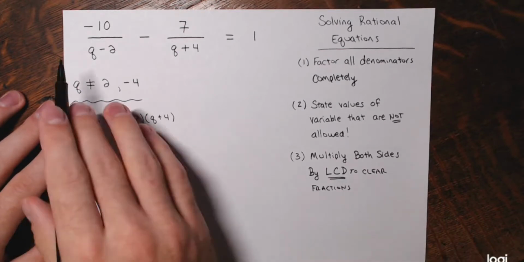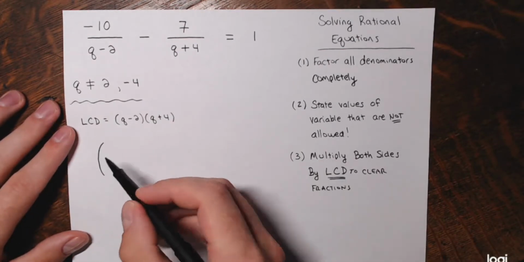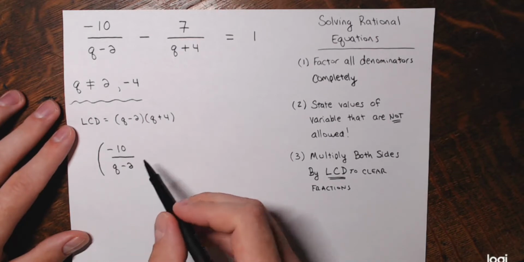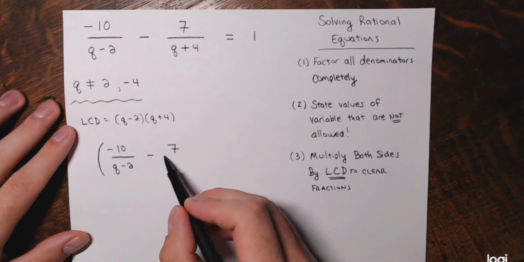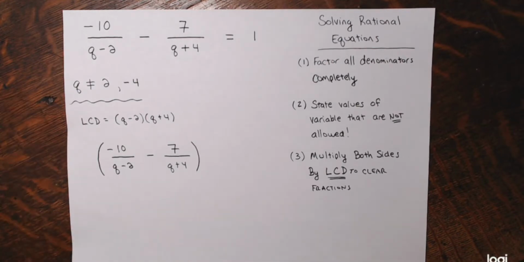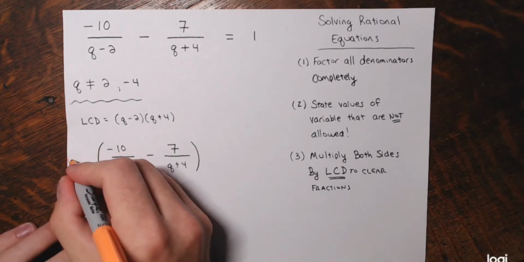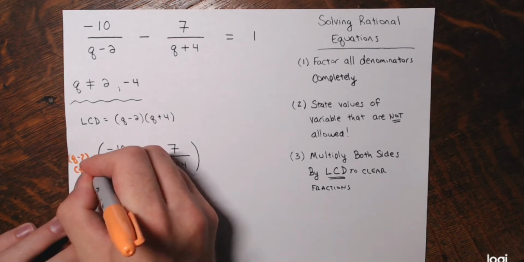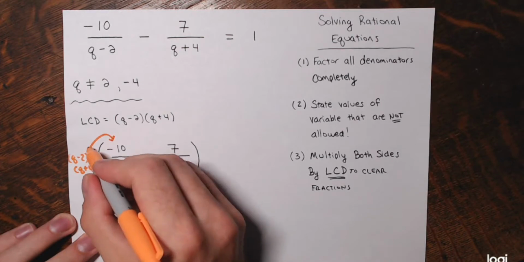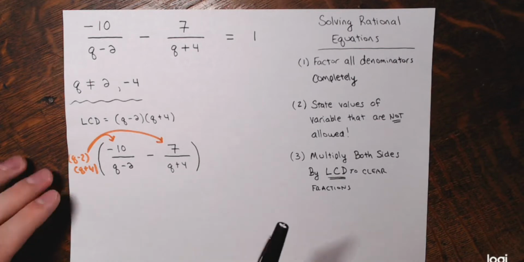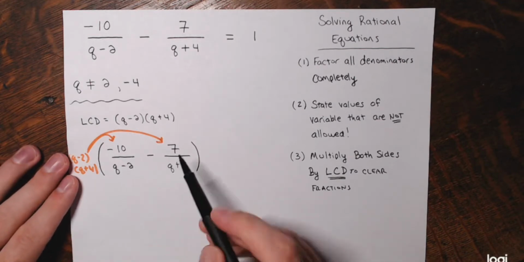So watch this. I'm taking the entire left side, so I'll put the entire left side in parentheses. I'm just rewriting the entire left side, and then we're multiplying this by the LCD. So I'm multiplying by q minus 2 times q plus 4. Sorry about the clutter there. And this will be distributed to both terms. You're multiplying every term on both sides, and there's a difference of 2 fractions here.